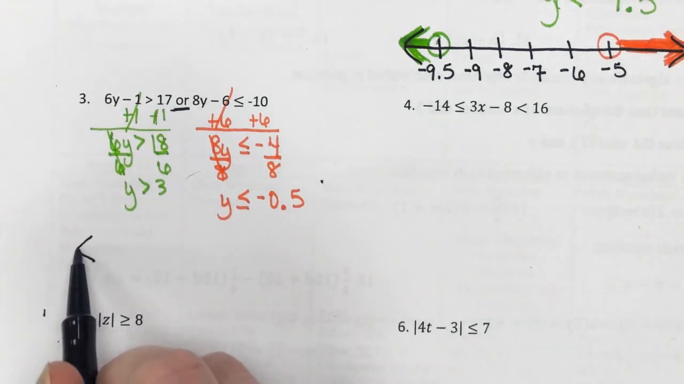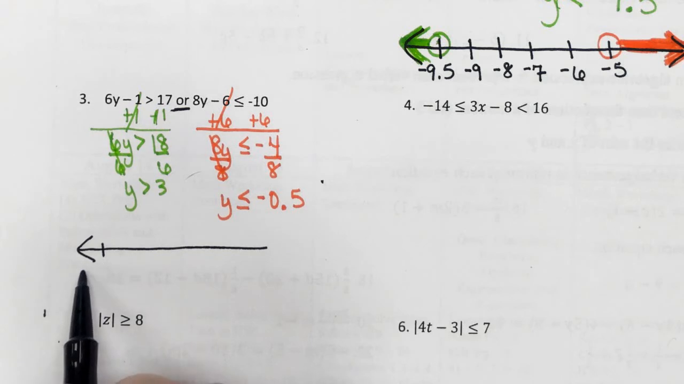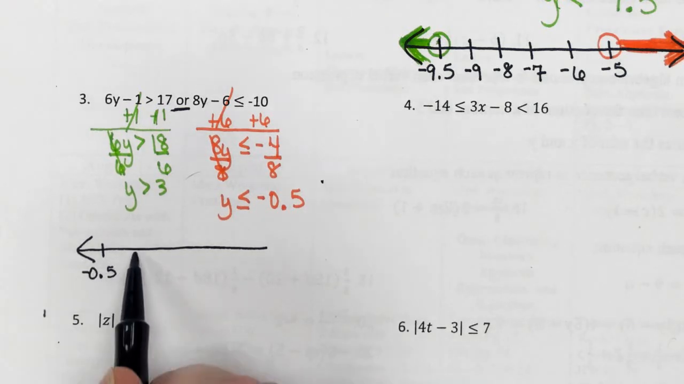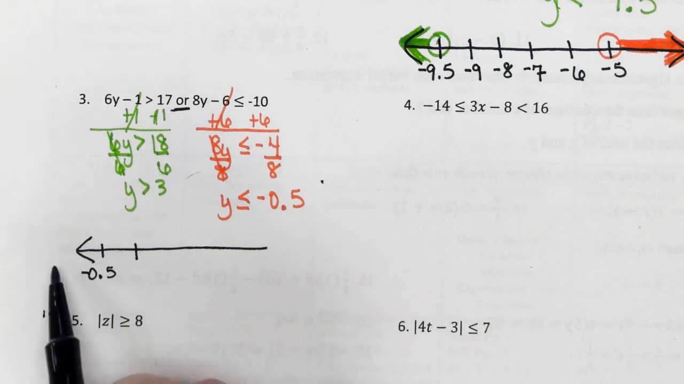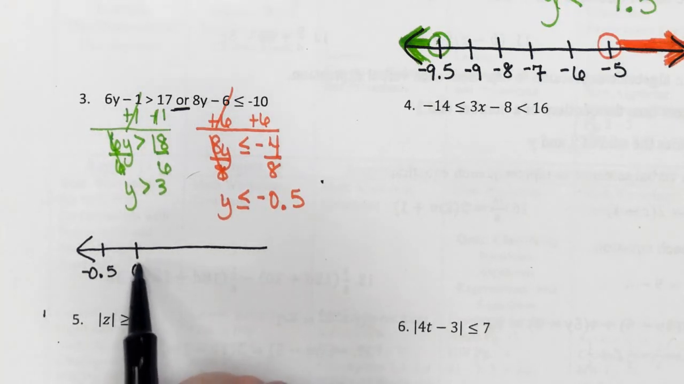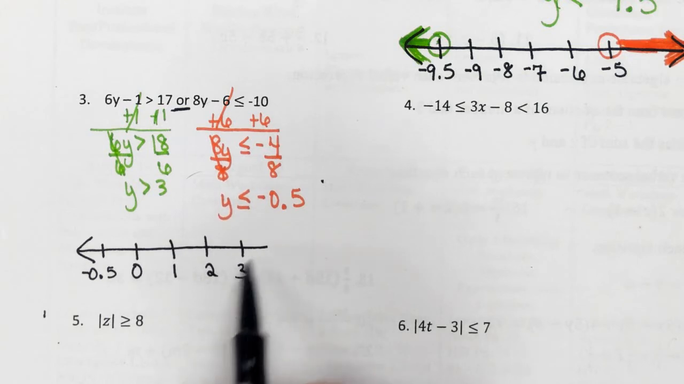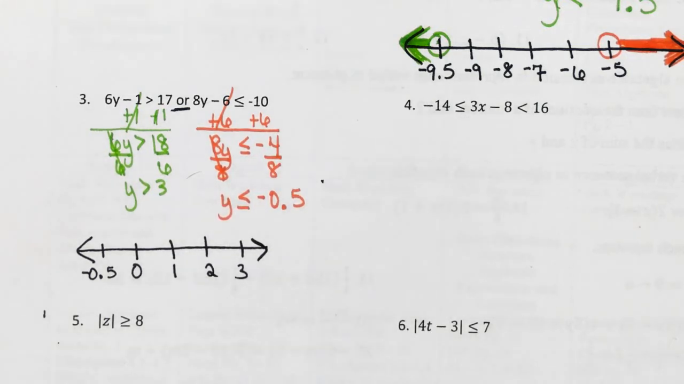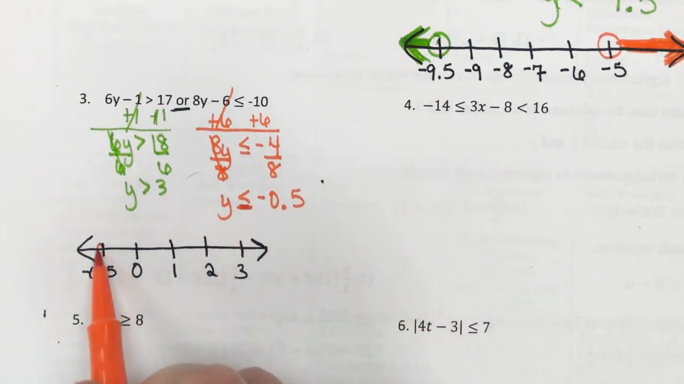This one doesn't have to be too big, though, right? We're just going, let's see, we got negative 0.5. What comes after negative 0.5? Oh, that's on the other side. 0, then 1, then 2, then 3. There you go. Alright, what about negative 0.5? Open or closed? Closed. Solid line here. Solid dot here.